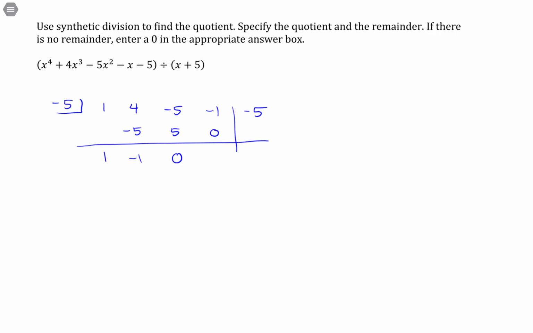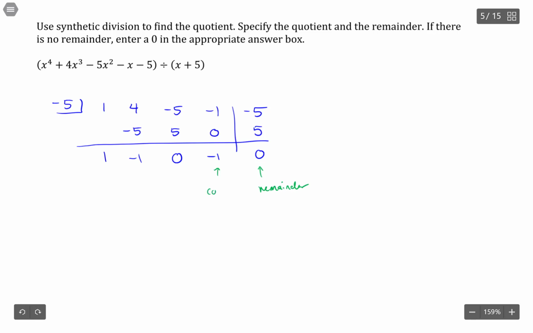Then I bring this next one and add these two together to get the next value, which is -1. -1 times -5 is +5. And when I add these two together, I get a remainder of 0. So that's how I interpret this. This is my remainder.